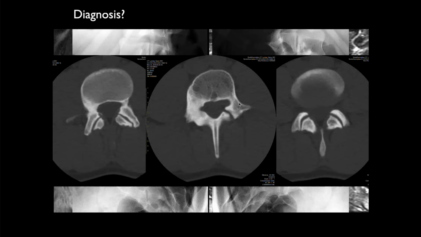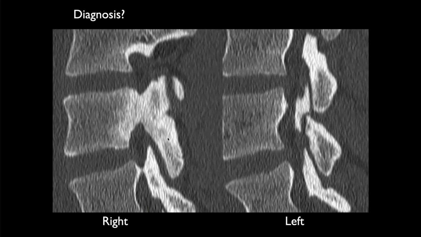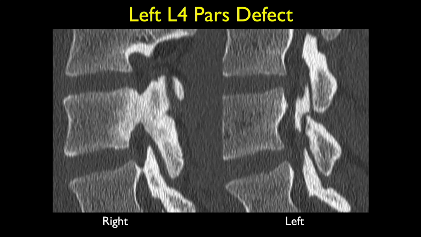And so here's a facet joint, there's the fracture, and there's the other facet joint. And here we can see the thickening of the pars on the opposite side. So it's a stress reactive change of the opposite side due to the spondylolysis on the left. And here we can see the thickening on the right side, and there's the pars defect on the left side from a chronic spondylolytic defect or chronic pars fracture.